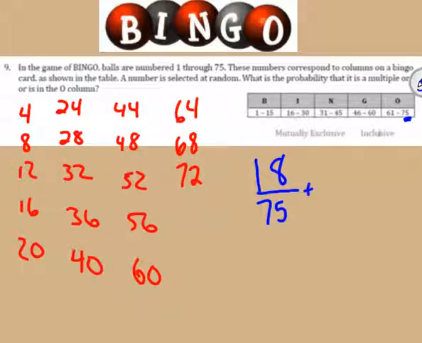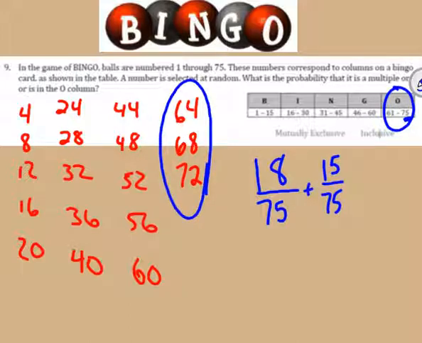Plus, in O, each column has 15. So that's going to be plus 15 out of 75. Now, O is 61 through 75. So these 3 numbers right here are multiples of 4. However, those 3 numbers have been counted twice. They've been counted in this group, in this group. So we need to subtract 3 of those 75 off.